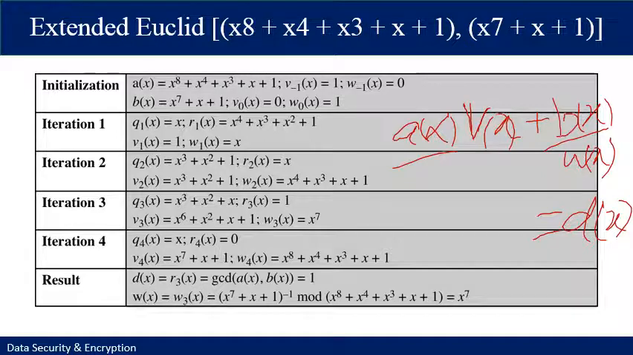So if d of x is equal to 1, then w of x is the multiplicative inverse of b of x modulo a of x. As we write it here, if d of x is equal to 1, then w of x is the multiplicative inverse of b of x mod a of x.